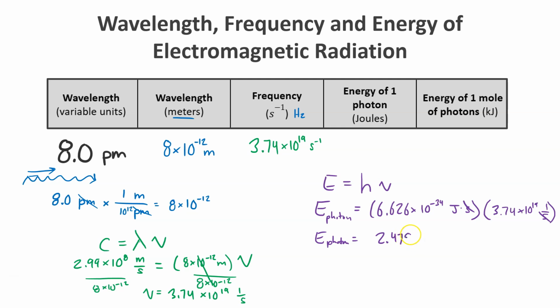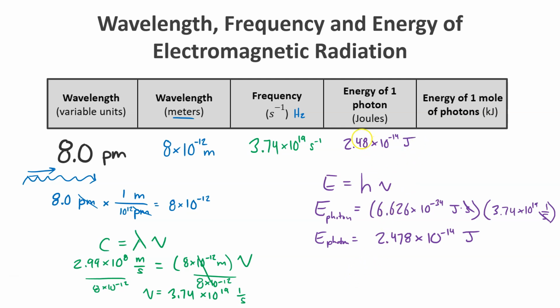And when you multiply those two numbers, you should get 2.478, that's got an extra sig fig in there, but that's all right, times 10 to the negative 14th joules. So that's a very tiny number, but it should be because this is just one singular photon here, so we're kind of expecting a very tiny number. Again, let's write that in up here, 2.48 times 10 to the negative 14th joules.